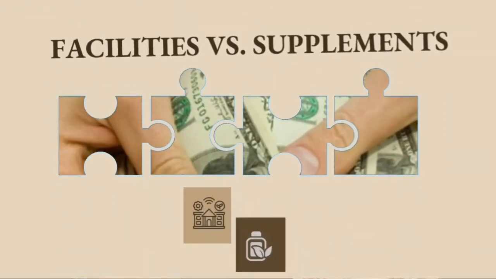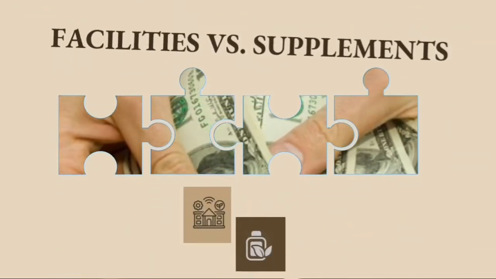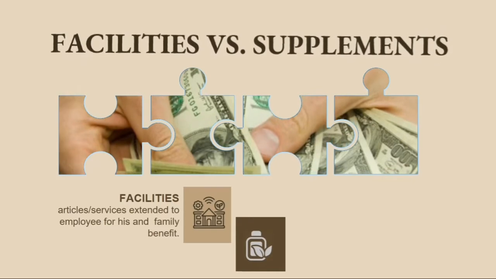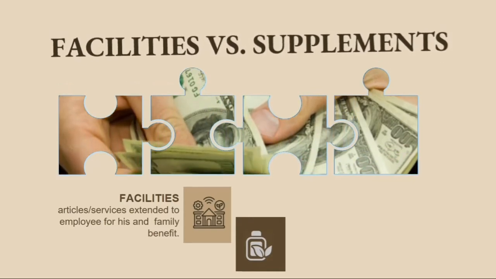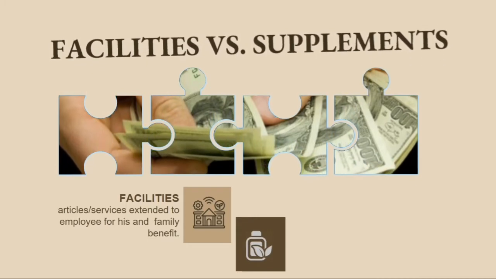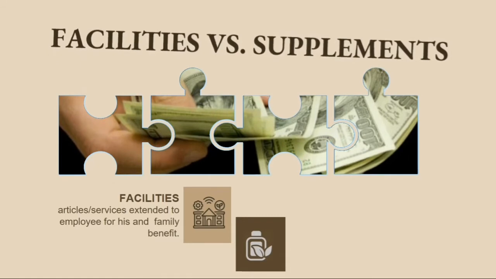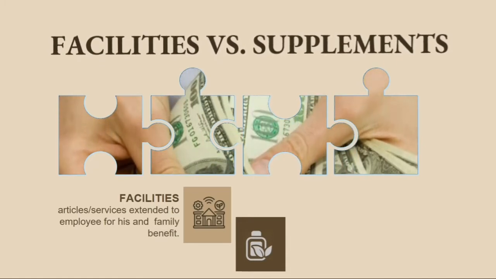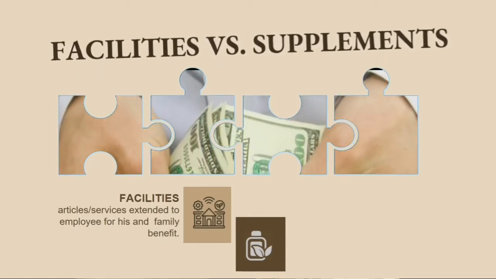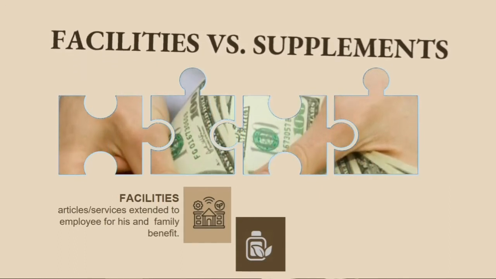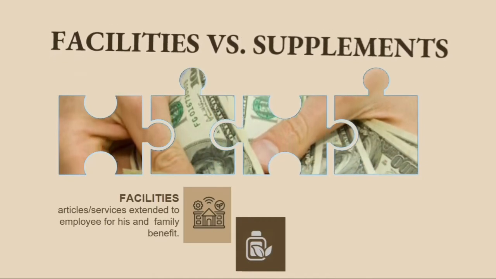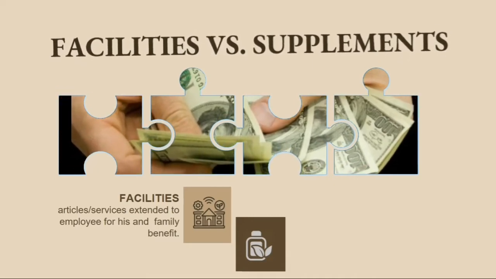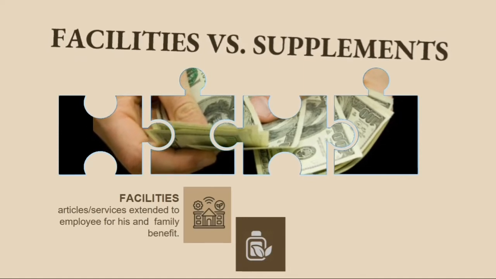Then we have now, class, the concepts of facilities versus supplements. So what are these facilities? These are articles or services that are being extended to the employee for his and his family's benefit. But of course, class, this excludes tools of the trade or articles for the benefit of the employer or which are necessary to the conduct of the employer's business. So again, class, facilities are items or expenses that are necessary for the laborer and his family's existence and subsistence. And this may be deducted from his or her salary at a fair, reasonable value, and of course, voluntarily accepted by the employee.